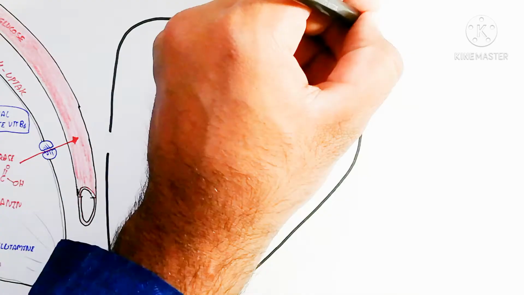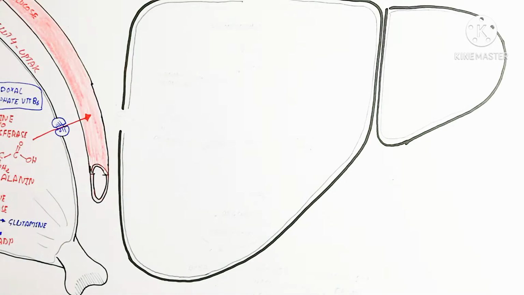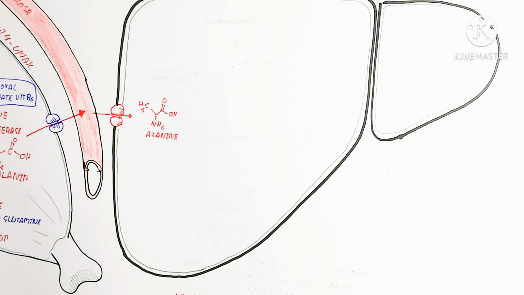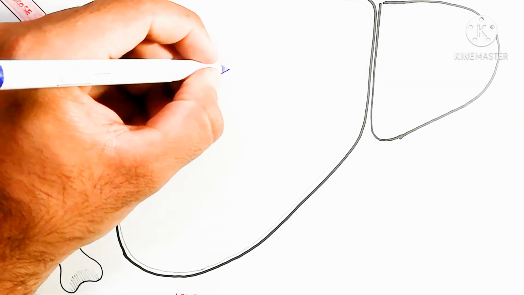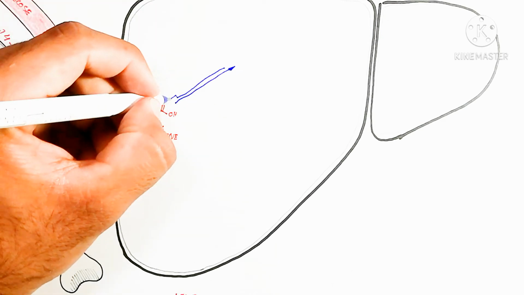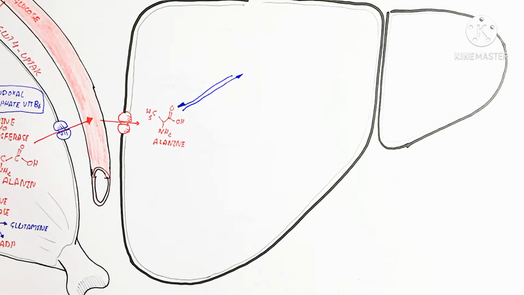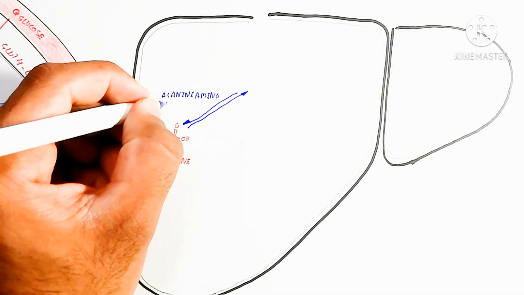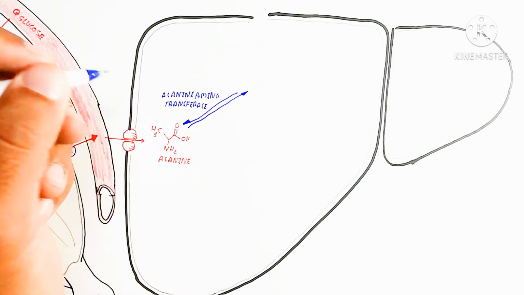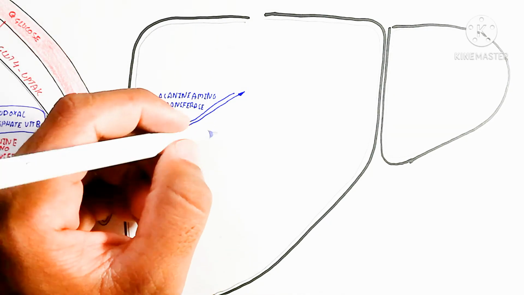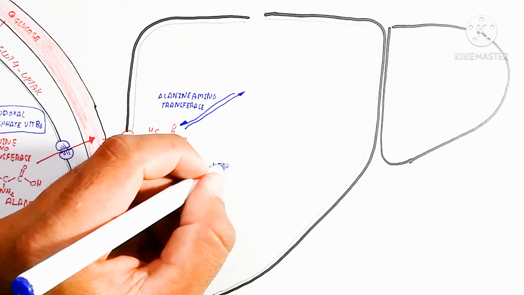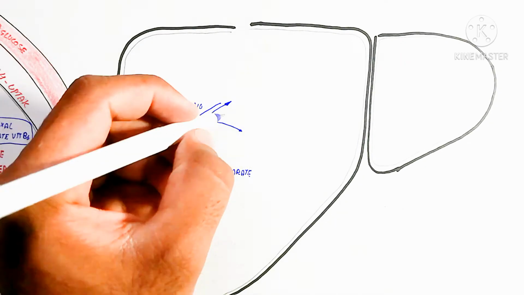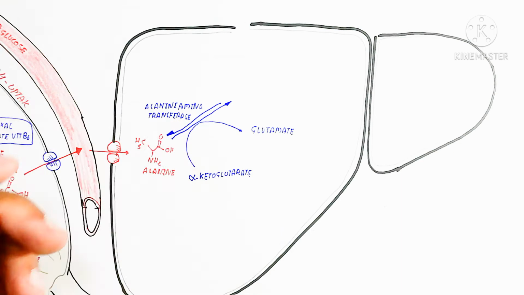Here is the liver, the central metabolic organ of the body. The liver is made up of two lobes, a smaller and a larger one. Here is the alanine, which is transported into the liver from the muscle. This alanine is converted by the alanine aminotransferase enzyme, using alpha-ketoglutarate, to glutamate. Why? Because the ammonium ion is separated from the alanine.